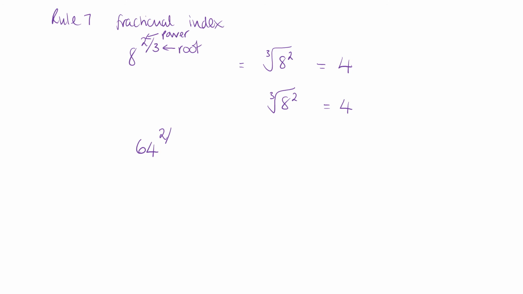64 to the 2/3, I need to do root on the bottom and power on the top. Now, I don't know what 64 squared is off the top of my head, but I do know that the cube root of 64 is 4. So holding that answer and doing that one first, cube root of 64 is 4 and 4 squared is 16. So you're going to do it in the order that you know how to do. So generally, a to the m over n is going to equal the nth root of a to the m.